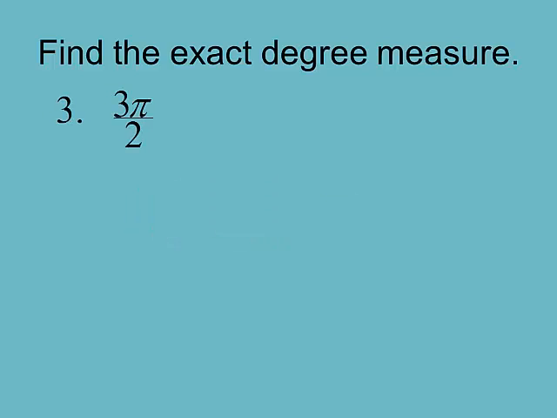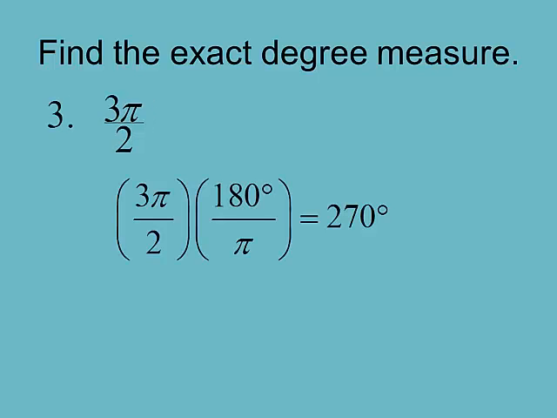And next up is 3 pi over 2. And again, we multiply by 180 degrees over pi. The pi's cancel. 2 goes into 180 90 times. 3 times 90 is 270. So 3 pi over 2 radians is exactly 270 degrees.